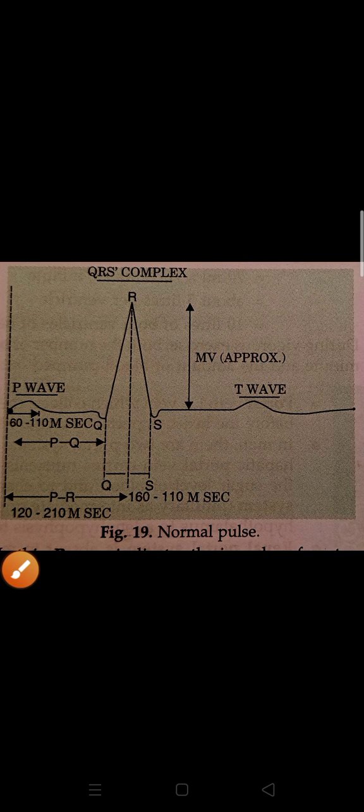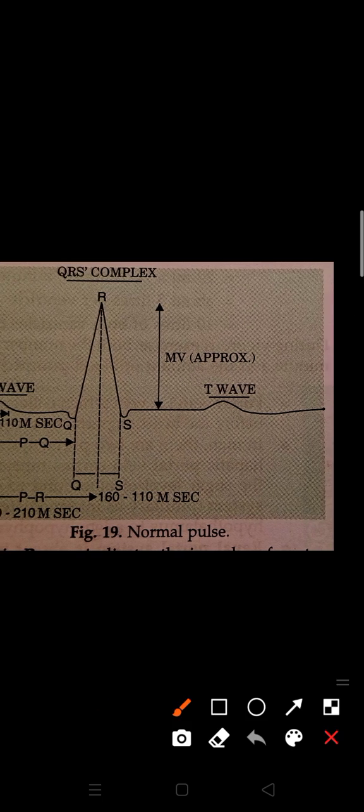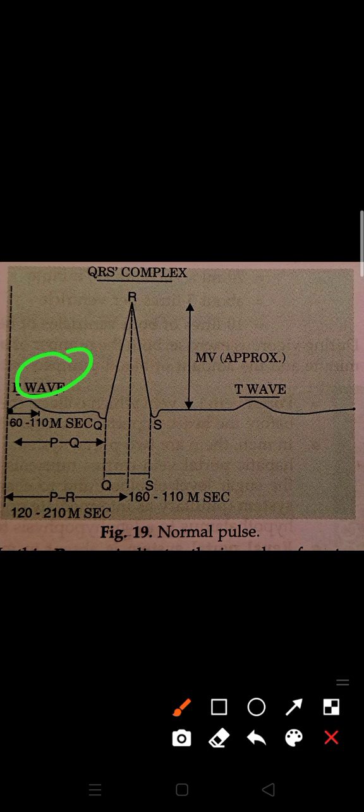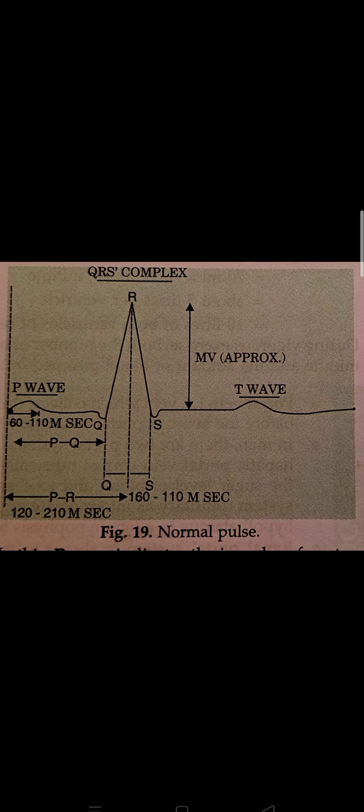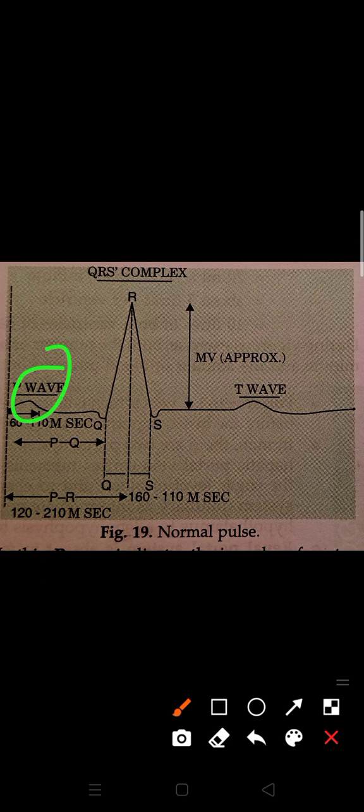Coming to the diagram we discussed today, here you can see the P wave, Q, R, S, and ultimately the T wave. We use these terms here and will relate them to the diagram. Please try to understand it. The P wave is the initial, starting wave. It indicates the impulse of contraction generated by the SA node, so it is also known as atrial depolarization.